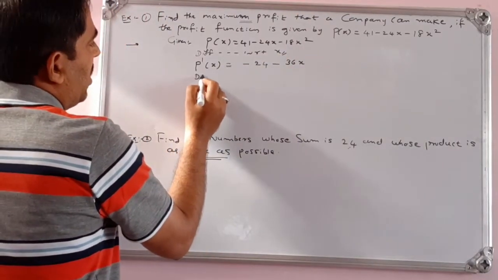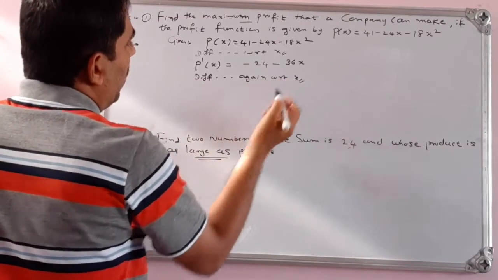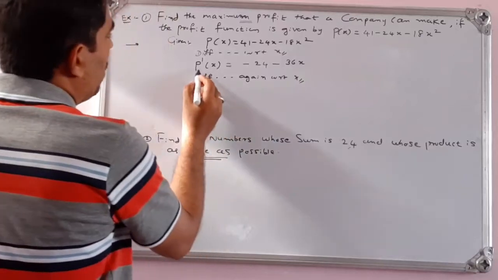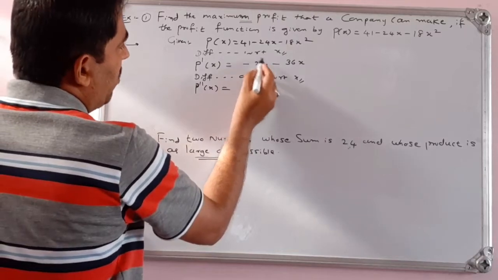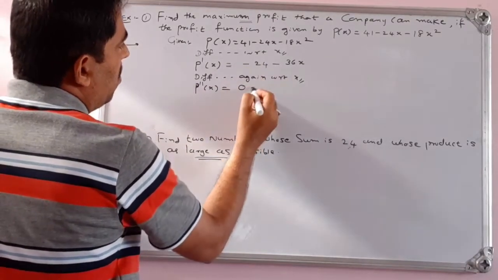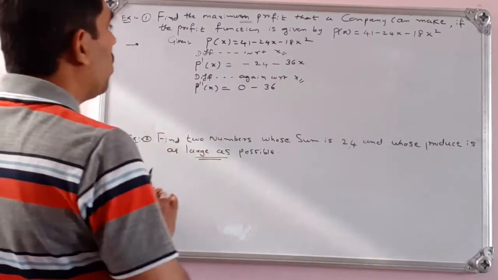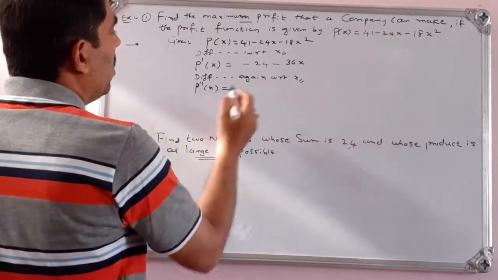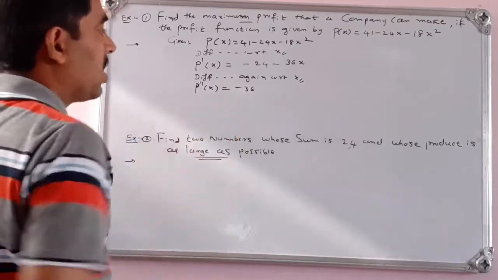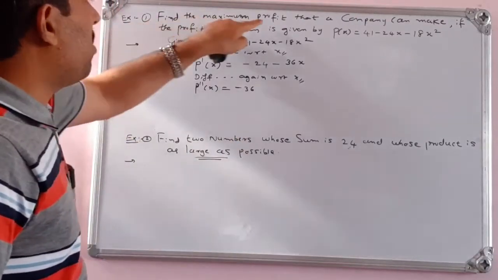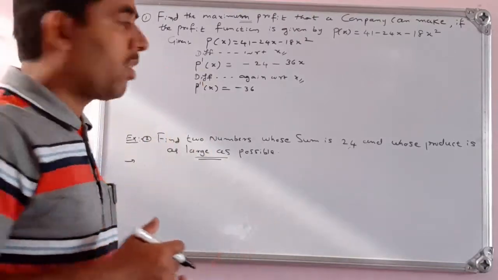Let us differentiate this here only. Differentiate again with respect to x, and I will get the second order derivative P double dash x. The derivative of minus 24 is 0. Minus the derivative of 36x is 36, since the derivative of x with respect to x is 1 only. So that is 0 minus 36, and I will be getting minus 36. This is very important: the second order derivative is minus 36. I told you in the beginning, find the maximum profit. For the profit to be maximum, by the second derivative test it should be negative at that point.